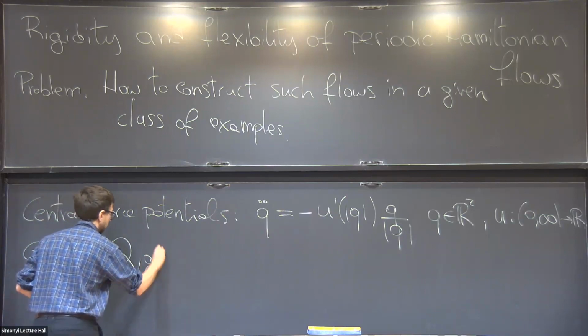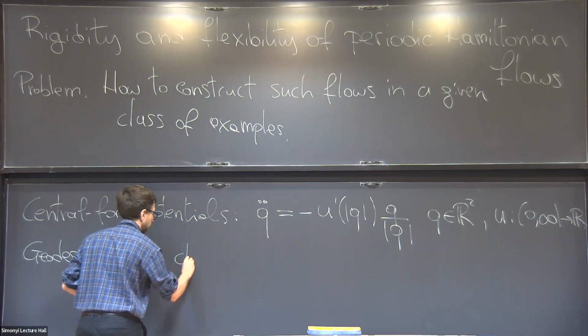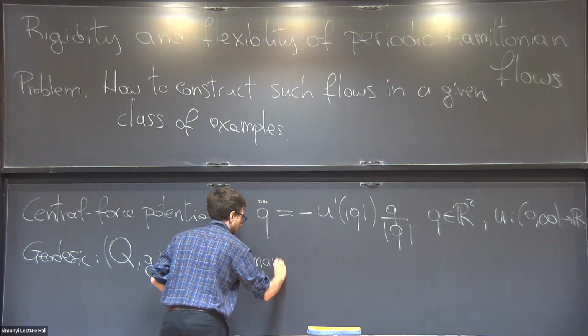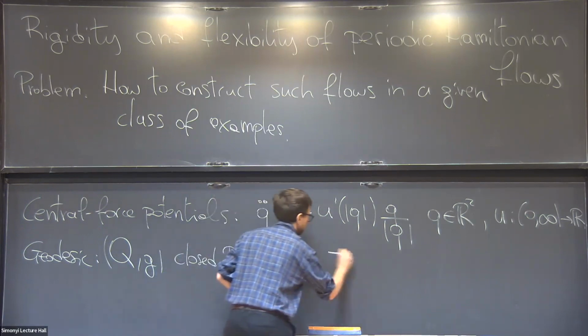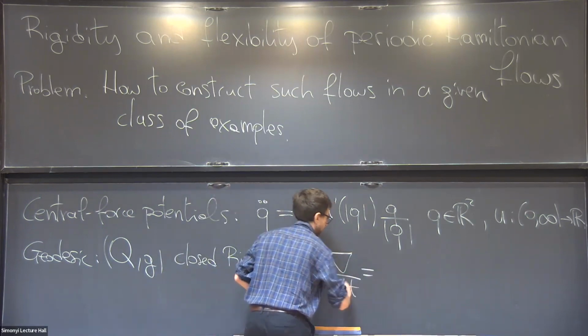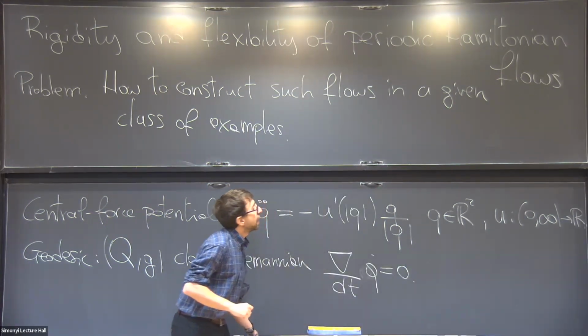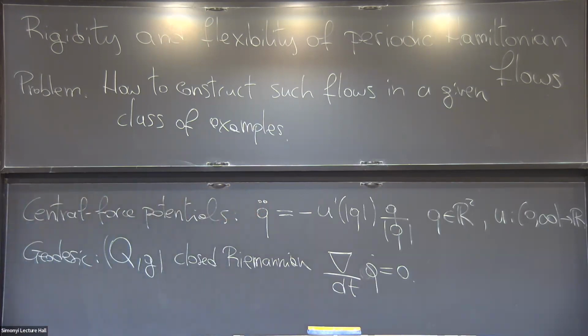For this, we just take a closed Riemannian manifold. Then we have the geodesic equation, acceleration equal to 0. And then the ones that I'm most interested in are the magnetic geodesics, where now we also add a Lorentz force to our geodesics. So these are magnetic geodesics.